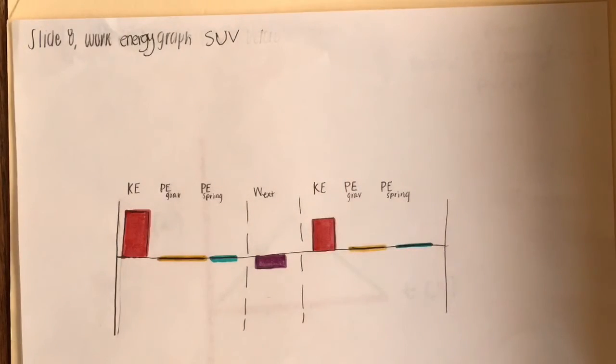Slide 8. Creating the work energy graph for the SUV, the kinetic energy before the collision is high because the SUV was moving. The potential gravity energy and the potential spring energy is 0 because the height does not change and because there are still no springs involved. The kinetic energy after the collision decreases because it loses kinetic energy when crashing into the wagon, and the energy is then transferred to the wagon. During the collision, the work is negative because the SUV slows down when crashing into the wagon.